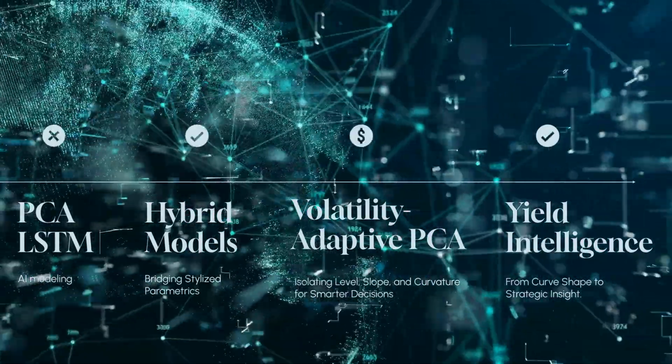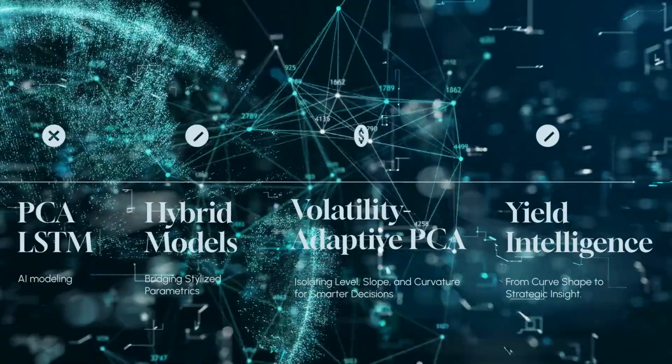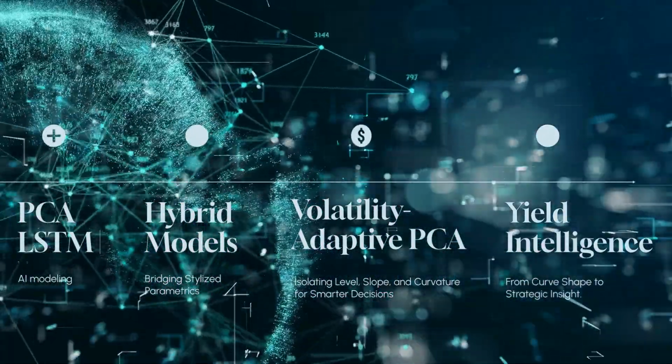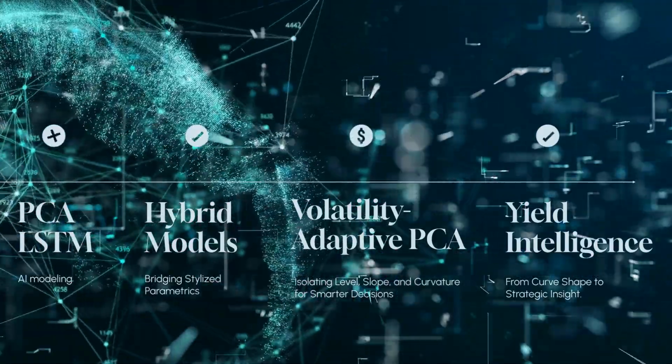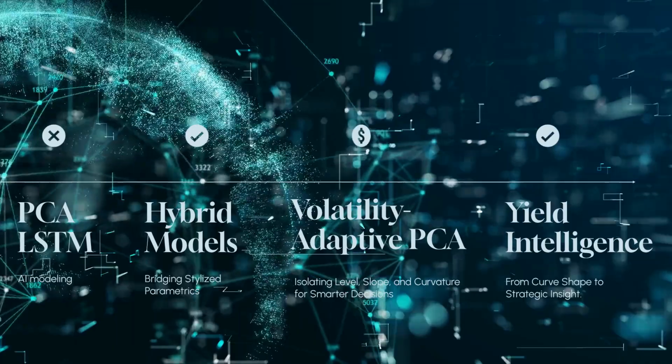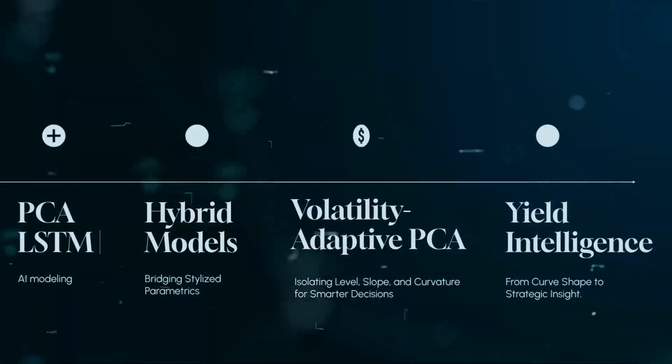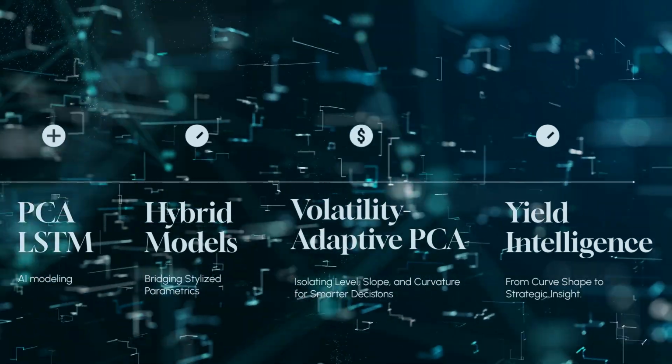Last, Yield Intelligence is the insight layer of Quantum Yield, classifying curve behavior, aligning forecasts to macro scenarios, and overlaying news sentiment. With comparative charts and a PCA tracker, it reveals what's moving the curve and why, turning raw forecasts into contextual, explainable, and actionable decisions.